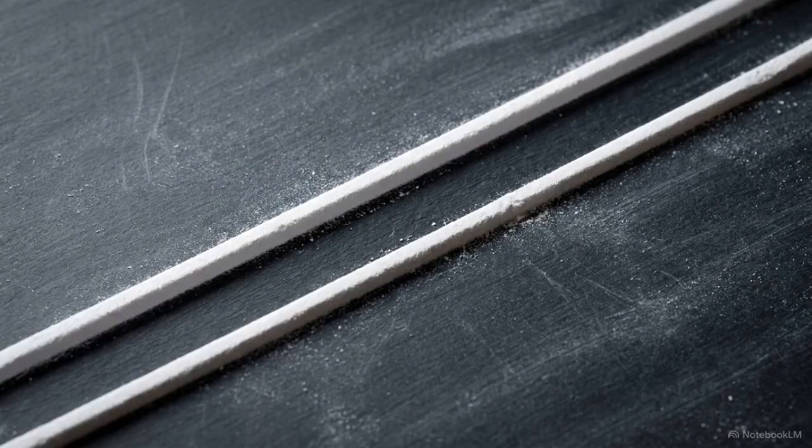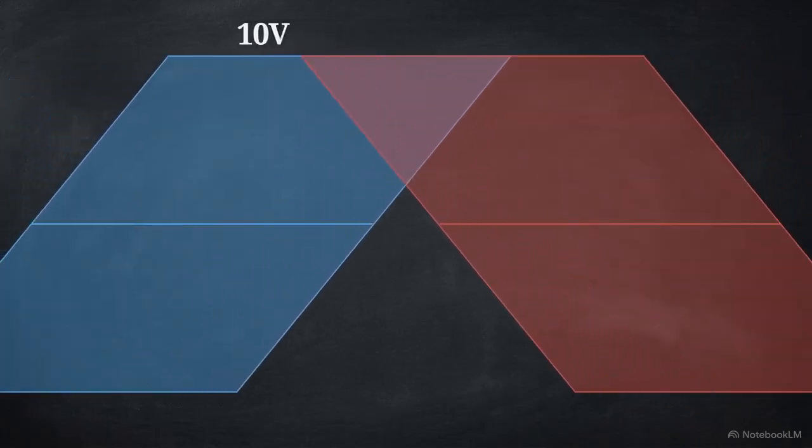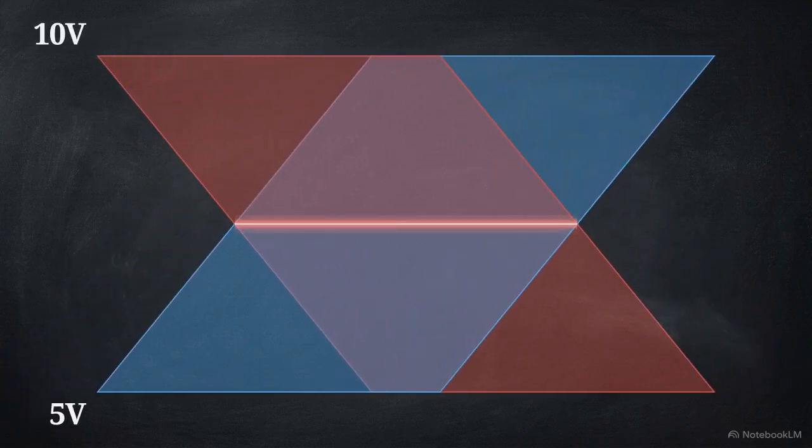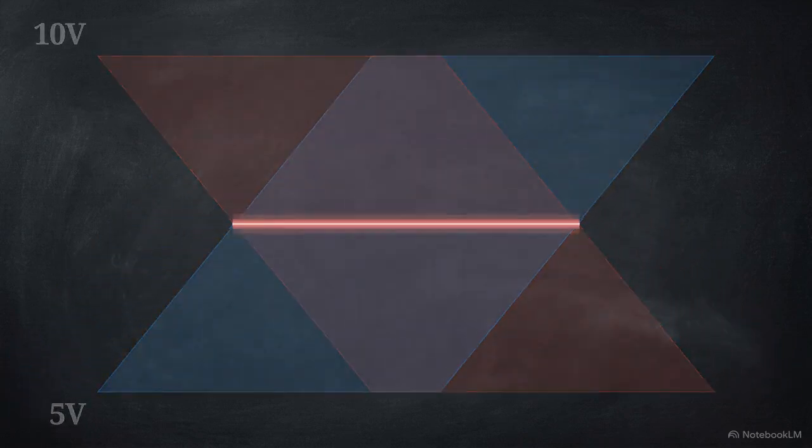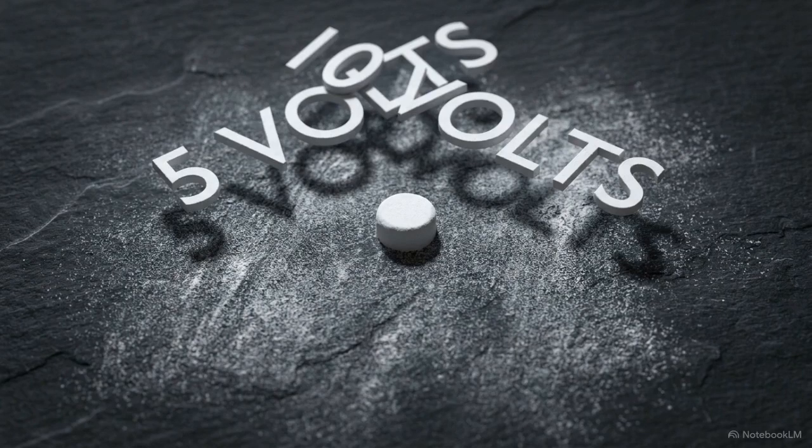This logic leads to the final axiom: equipotential surfaces can never cross each other. Imagine two surfaces, one holding 10 volts and one holding 5 volts, intersecting in space. We isolate the boundary line where these two shapes overlap. This creates a contradiction. A single point along that line would possess two different energetic values.